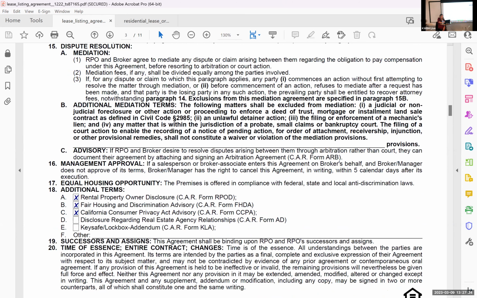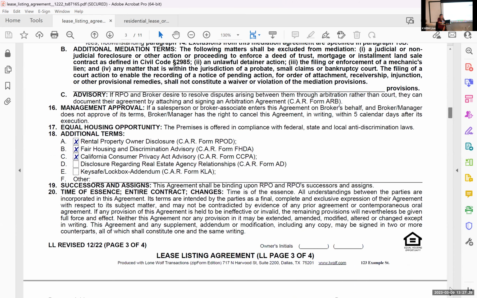I don't mess with any of this. It's already completed. There's nothing else here we need to do. If for some reason you needed to add an addendum, I would. And guys, a disclosure regarding real estate agency relationships is required by our office. I don't know if it's required by the state. So I do add that in when I take a lease listing.